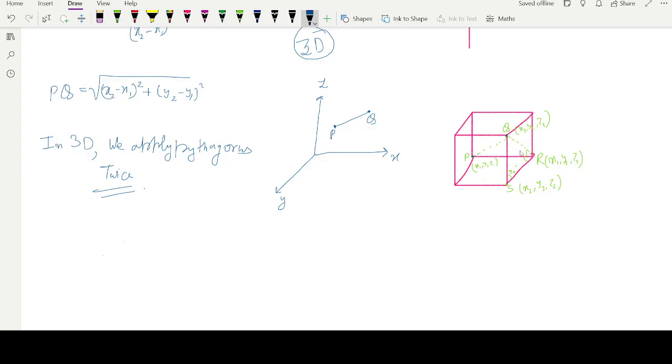This is twice. Now let's take these triangles P, Q and R, and this is a 90 degree. I hope this visualization is not difficult. How to visualize this 90 degree? So you can think like that.